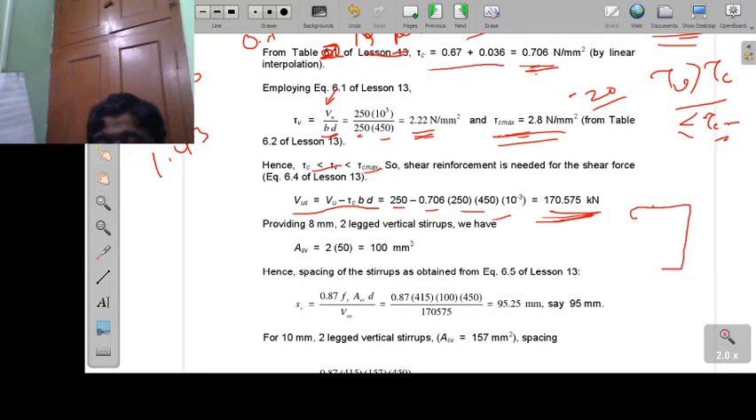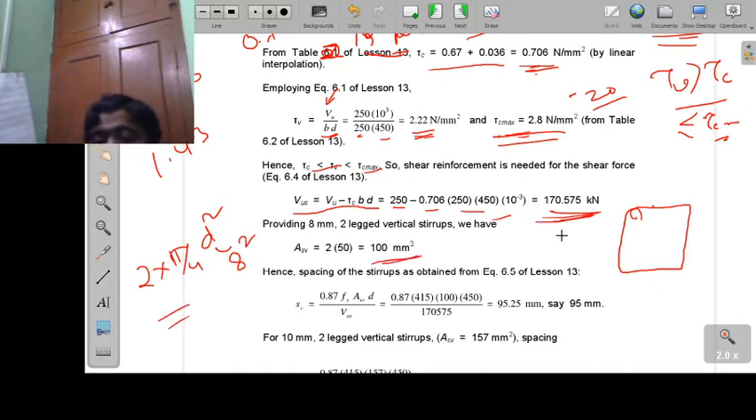These vertical stirrups we are providing with 8 mm dia and 2 legs. So, this is one leg and this is another leg. So, what is the area? Here I said area will be 2 into pi by 4 into d square. D here we are taking how much? 8 mm. So, you do the calculation, this value is coming out 100 mm square approximately. Once you know the Asv, then we can calculate the Sv.